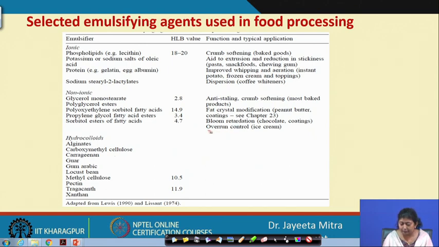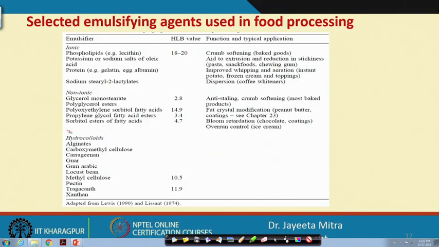For example, bloom retardation in the chocolate, we have seen the fat bloom, that is the fat crystallization may happen on the surface of the chocolate sometimes. So, that can be controlled by propylene glycol fatty acid ester, or sorbitol ester of fatty acid. So, using this we can reduce the fat bloom on the chocolate surface.